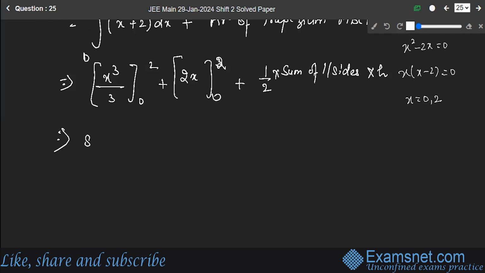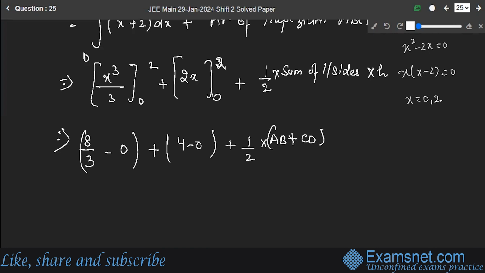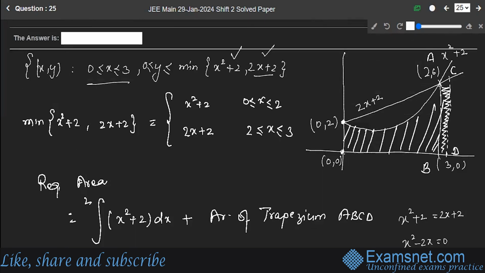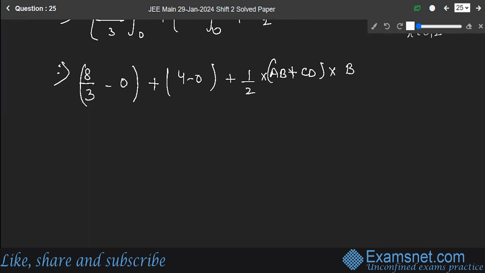This will be 8 upon 3 minus 0 plus 4 minus 0 plus half. That was AB plus CD multiplied by height is BD. This is equal to 8 by 3 plus 4 plus 1 by 2. This is AB is 6 and BD is 8.